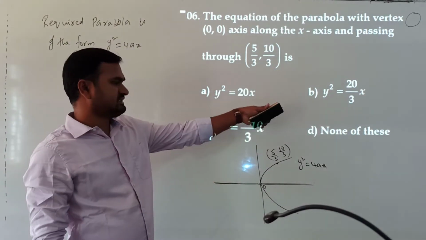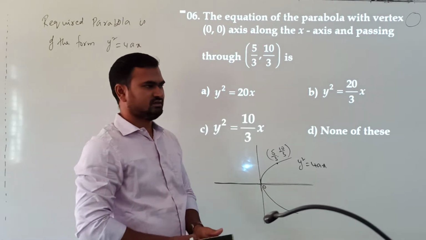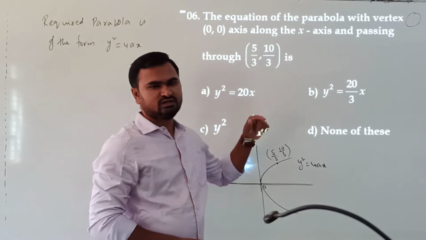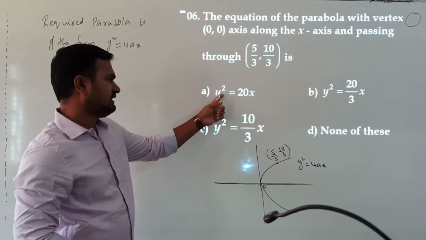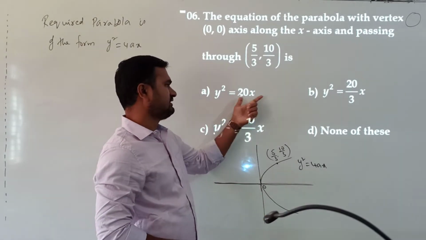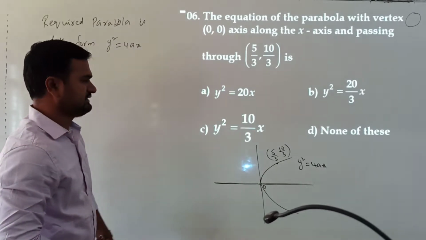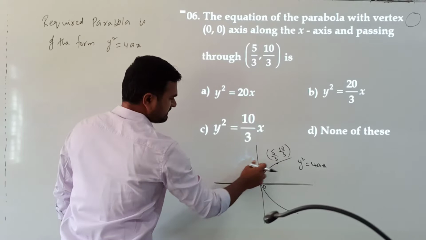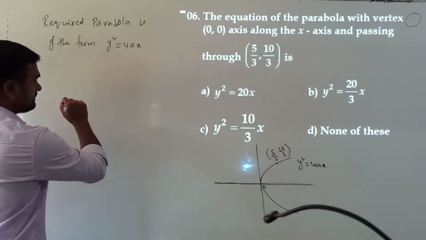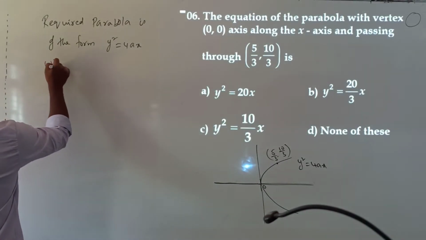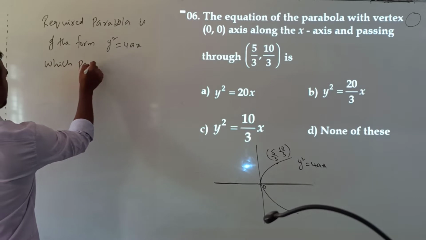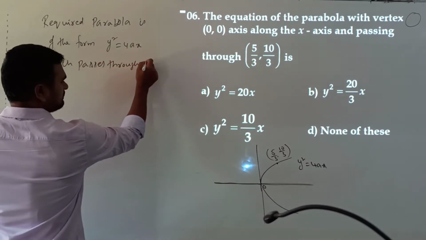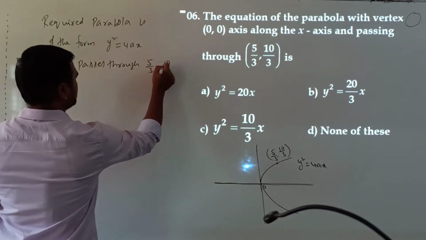All 3 options are in this form: y square equal to 4ax. If only one option is in that form, then without solving we can go for that option. But here all the 3 options are in terms of y square equal to 4ax. Now to solve it, for finding the a value, the point is given: it passes through 5 by 3, 10 by 3.